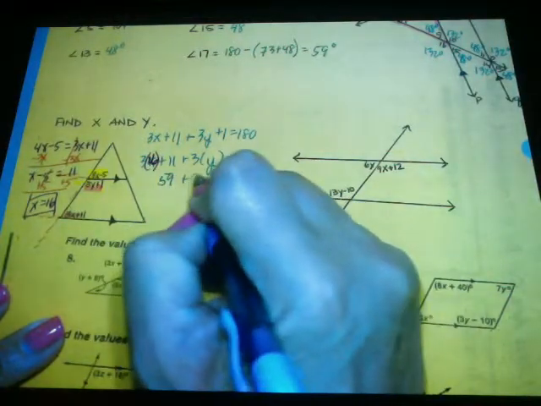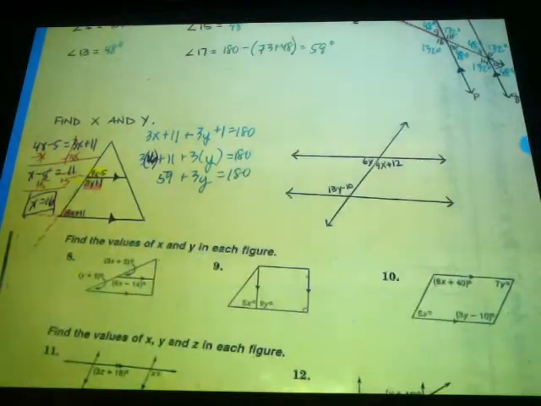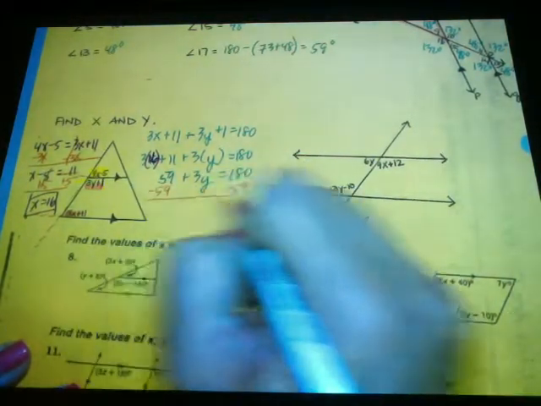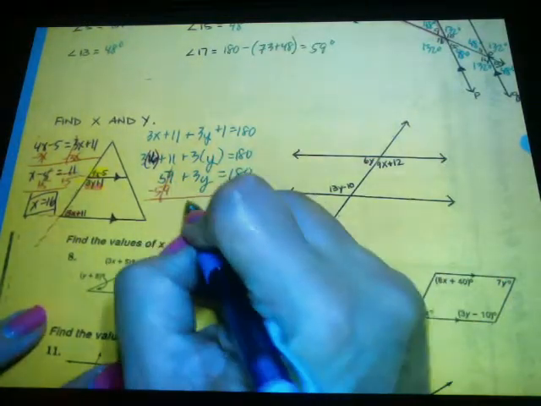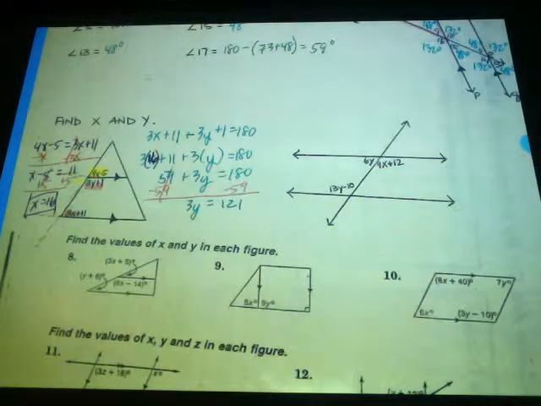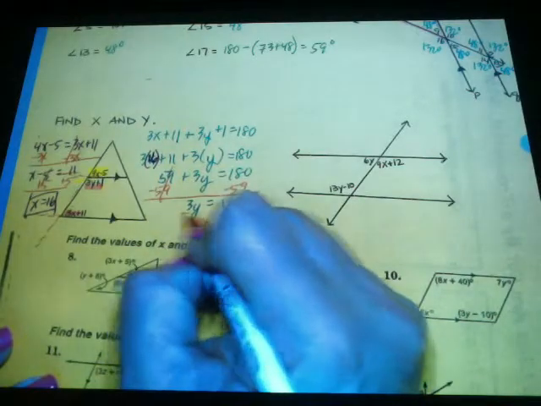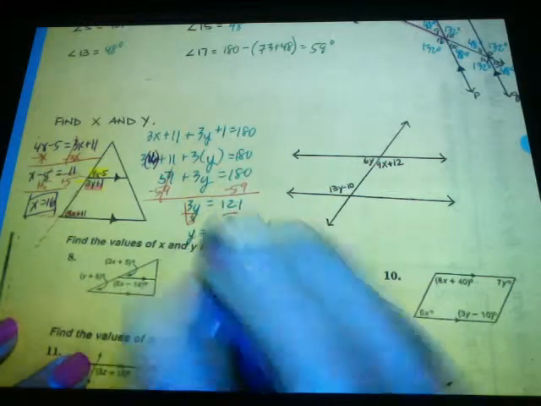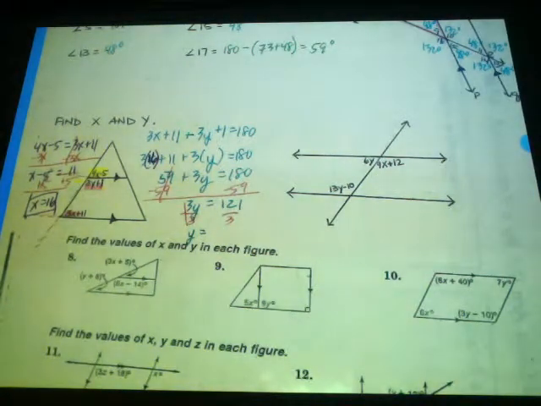59 plus 3y equals 180. So subtract 59. I get 3y is equal to 121. Does 3 go into 121? What's 1 plus 2 plus 1? 4. Is 4 divisible by 3? No. So we don't get a happy answer. Did I do something wrong?